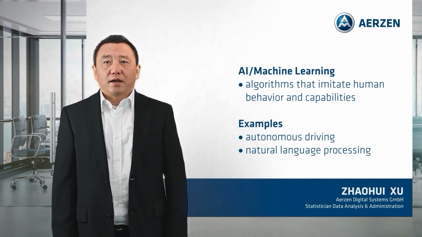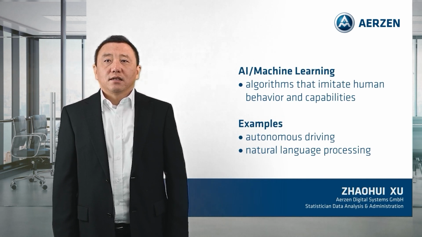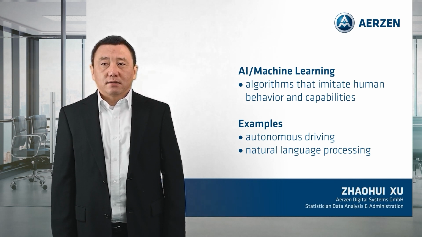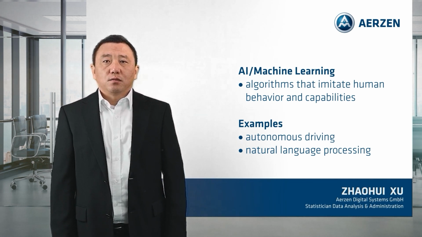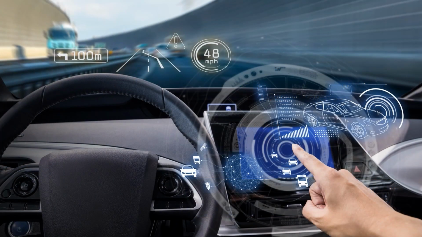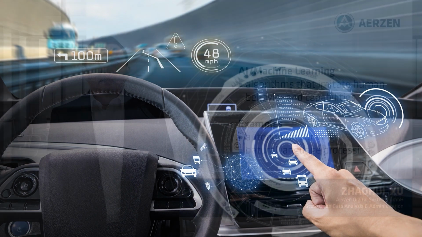AI machine learning is the creation of algorithms that imitate human behavior and capabilities. It is known mainly for computer vision in autonomous driving and natural language processing, for example, in navigating in a car. This is all achieved via machine learning.